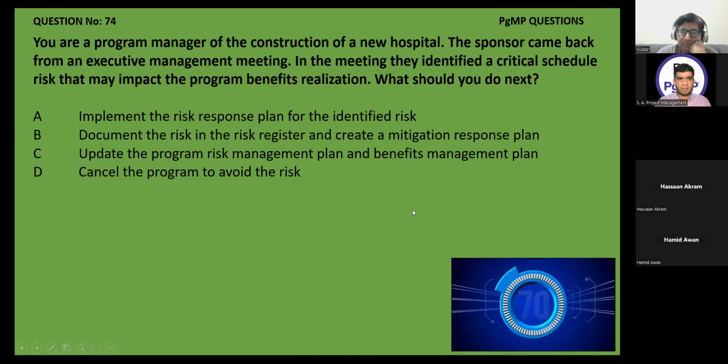So when we do the quantitative and qualitative analysis, does this go for our Sami bhai as well? Do we only need to know the Monte Carlo, or do we need to understand the tornado diagram and the Pareto, like we studied in the PMP? Are these techniques applicable in PgMP?